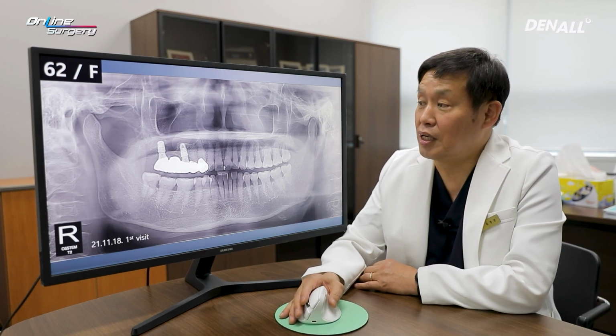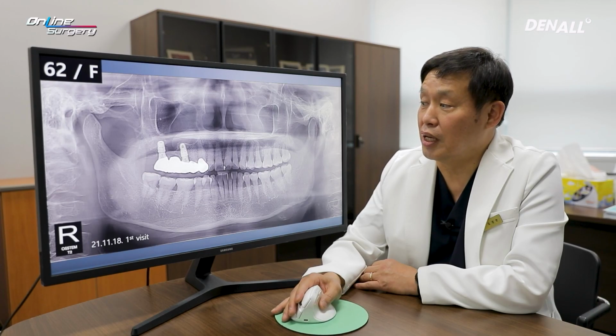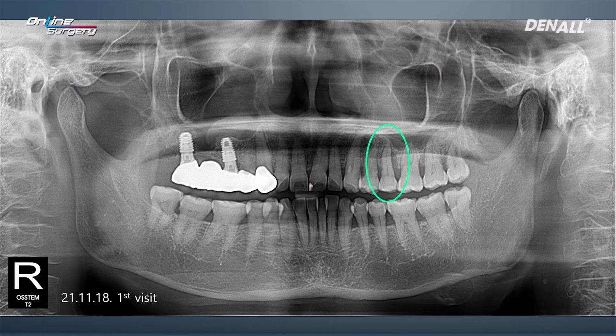Today we're going to look at a surgical clip. Let's look at today's surgical patient. 62-year-old female patient. The patient first came in November 2021. In number 25, there was pain and bleeding, and there was also mobility.